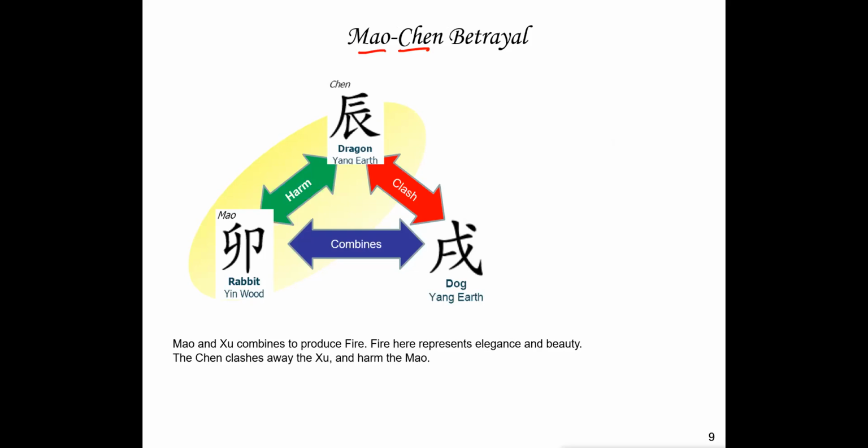And so the dragon will chase away the dog. The dragon will harm from the combination. So it will block. So there's a clash. Therefore, there is a block.